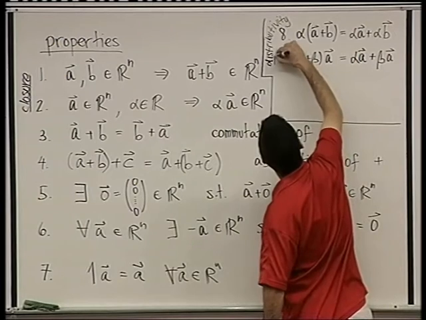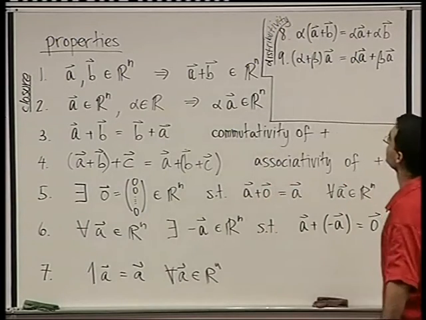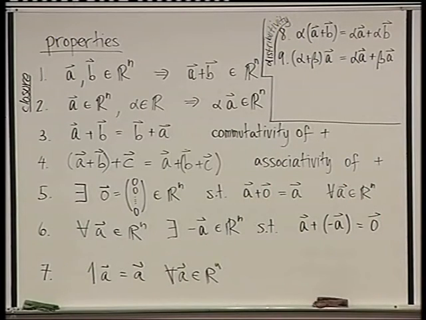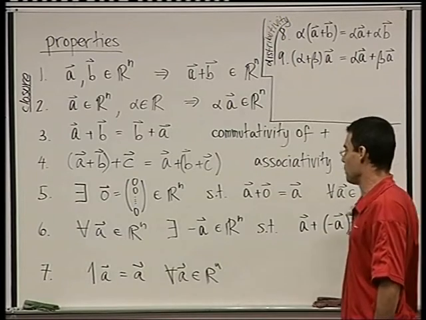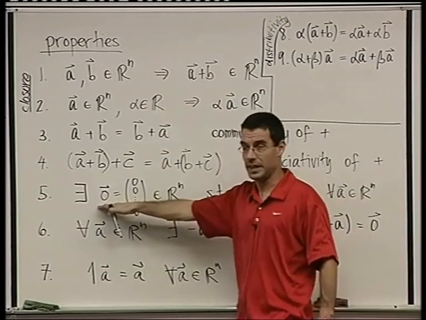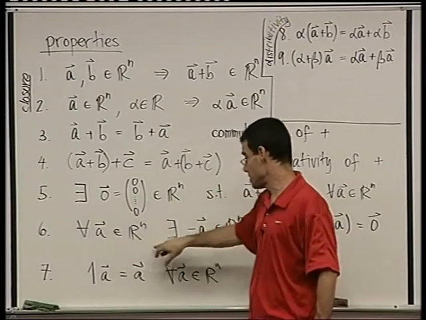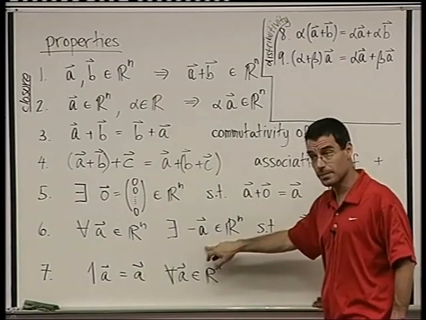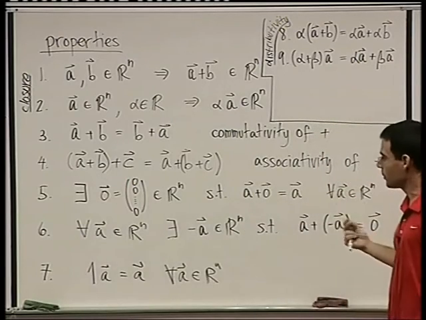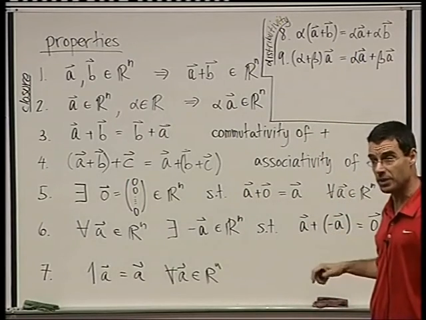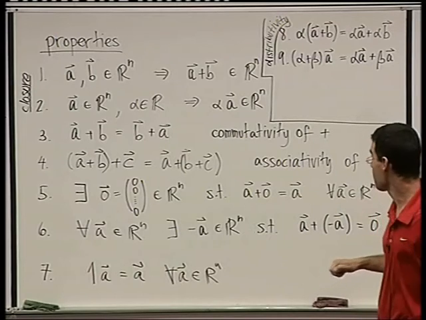Good? Do 5, 6, and 7 have names, like the properties? Yes, it's the same names that we've discussed before. This is the additive identity, we mentioned it. This is the additive inverse, okay? It's the same names, the same sort of properties that we've encountered when we discussed fields, okay?